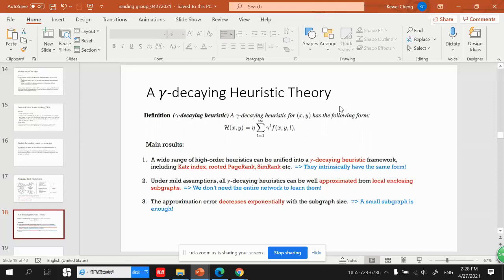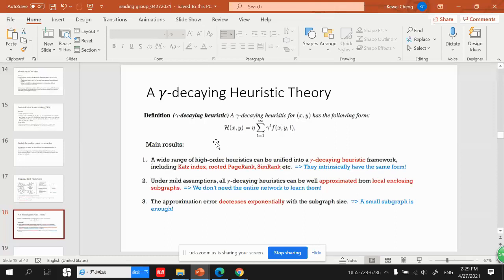And then the author shows that a wide range of the high order heuristics can be unified into a gamma decaying heuristics framework. These higher order heuristics methods include Katz index, rooted PageRank, and SimRank. So basically, all these methods can be written in the form of the gamma decaying heuristics.